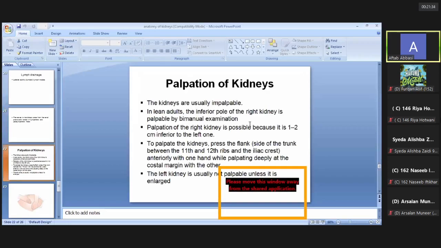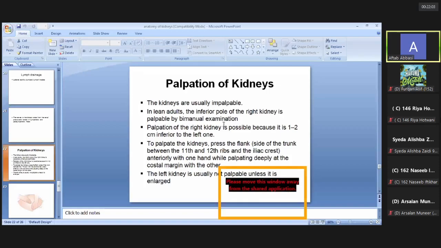Now, some of the clinical points related to the gross anatomy of the kidney. First of all, the palpation of the kidneys. Usually, the kidneys are impalpable structures because they lie on the posterior abdominal wall, but in thin, lean adults, only the inferior pole of the right kidney is palpable because the right kidney lies slightly lower than the left one. So its inferior pole may be palpable by a bimanual examination.